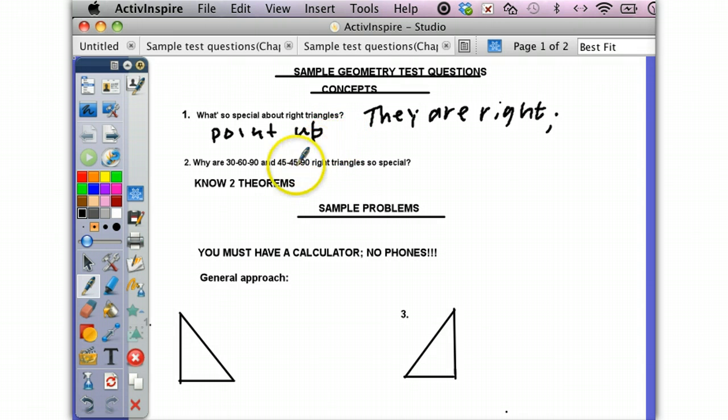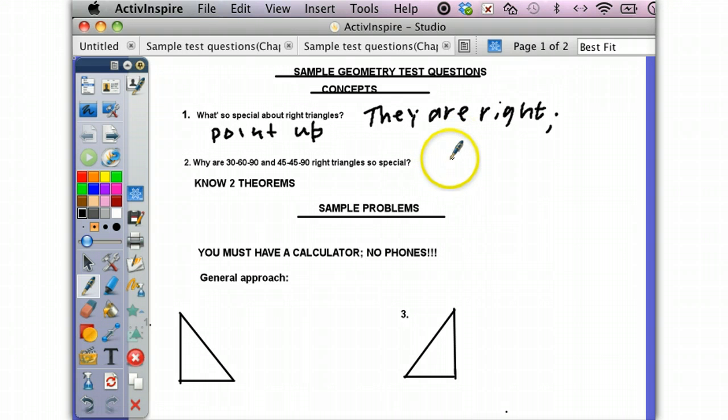Okay. Let's go to the second one. Why are 30, 60, 90 and 45, 45, 90 right triangles so special? Noah, can you remember? 30, 60, 90 says that the longest leg. Is this like a spiritual significance question or just?